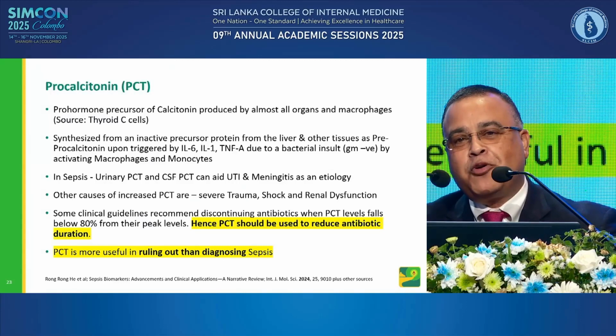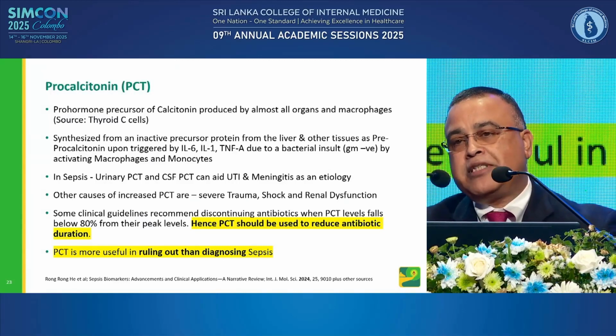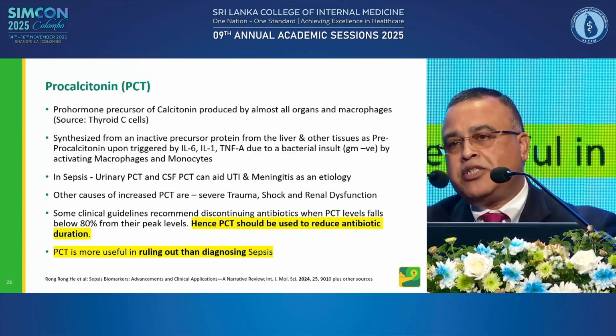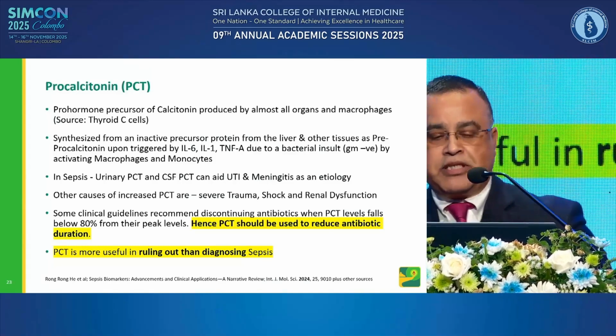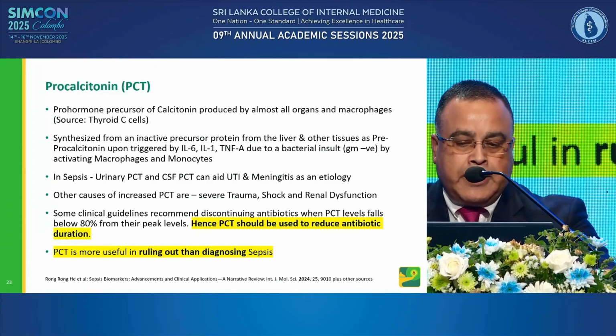This is a pro-hormone everyone knows about from the calcitonin. If you have a sepsis which has a urinary or meninges onset, you can check those levels in those specimens as well if you have done CSF fluid or the urine.